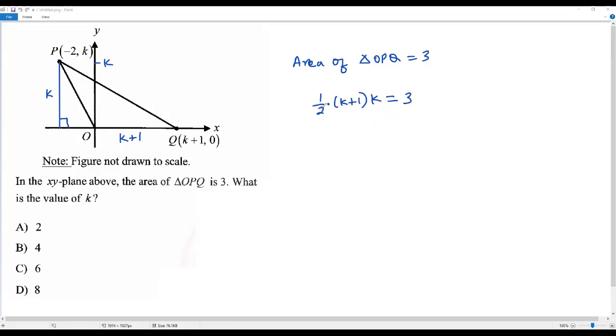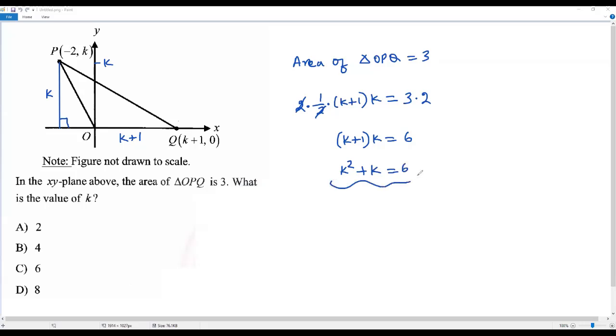First, let me get rid of the denominator 2 over here. For that, I multiply both sides by 2. When I do so, this 2 will cancel out. So 1 times this stuff is the same, that is (K + 1) times K equals 3 times 2, which is 6. Now let's distribute this K to this one and this one. When I do so, I'm getting K squared + K equals 6.